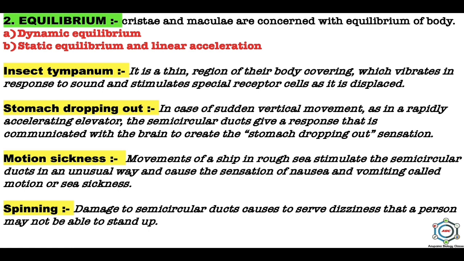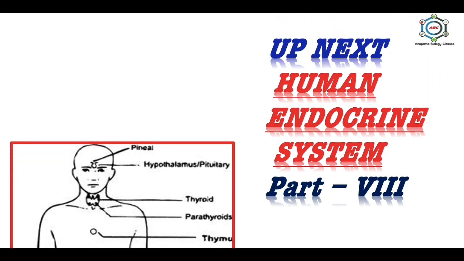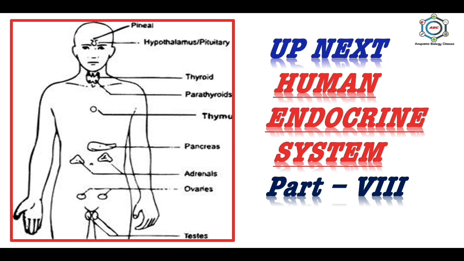So this is the end of the human sensory system, in which you grasped knowledge about the eye and ear structure and functioning. The upcoming lecture will be on the human endocrine system.